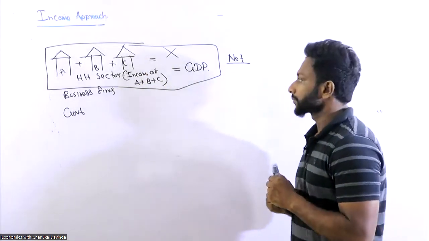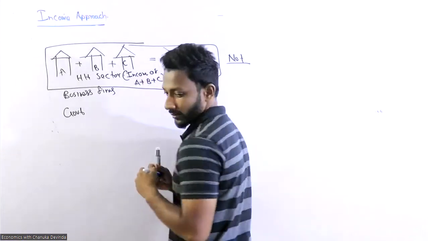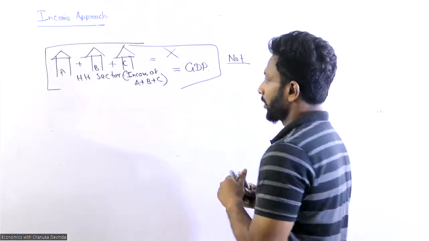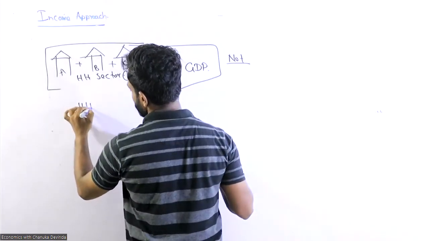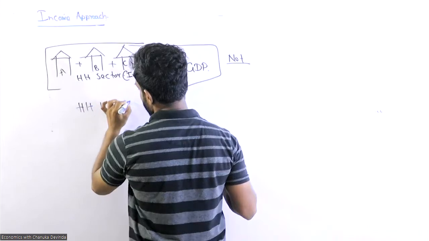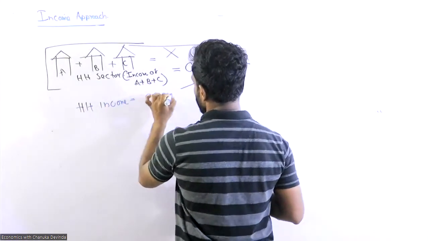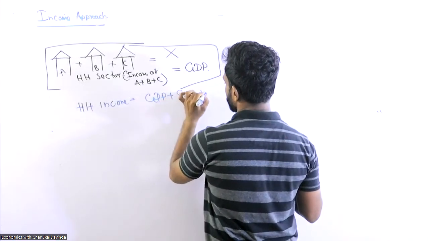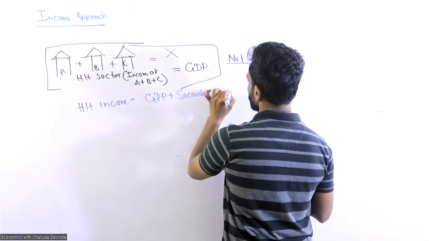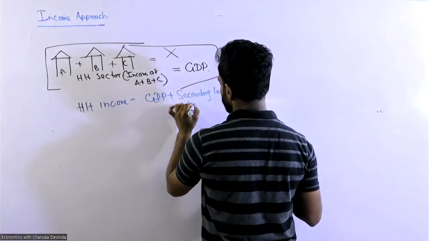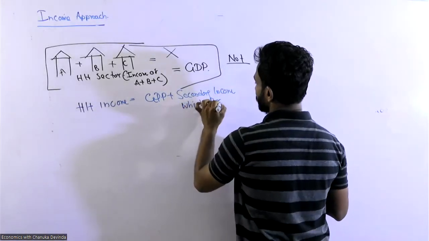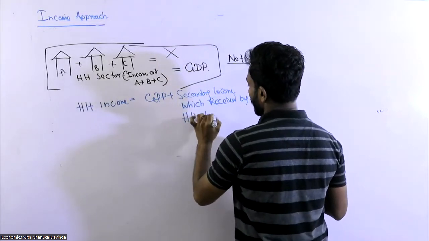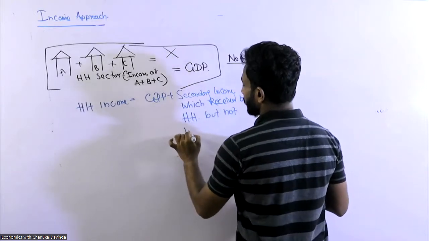So here, that means household income equal to GDP plus secondary income which received by household but not including GDP.